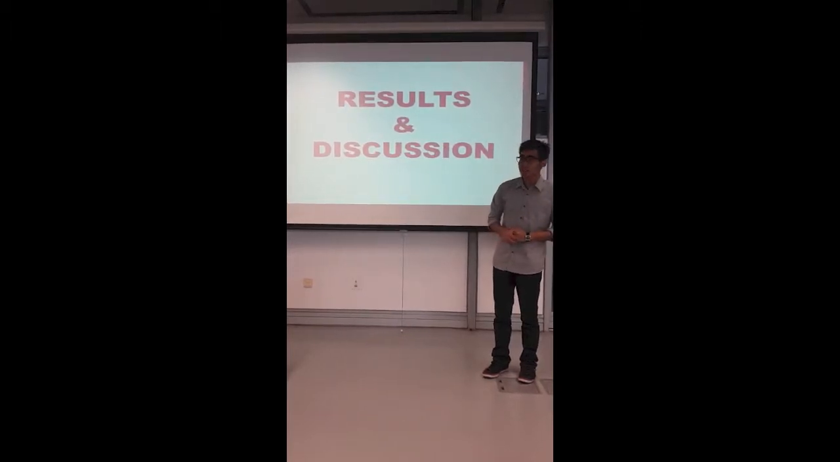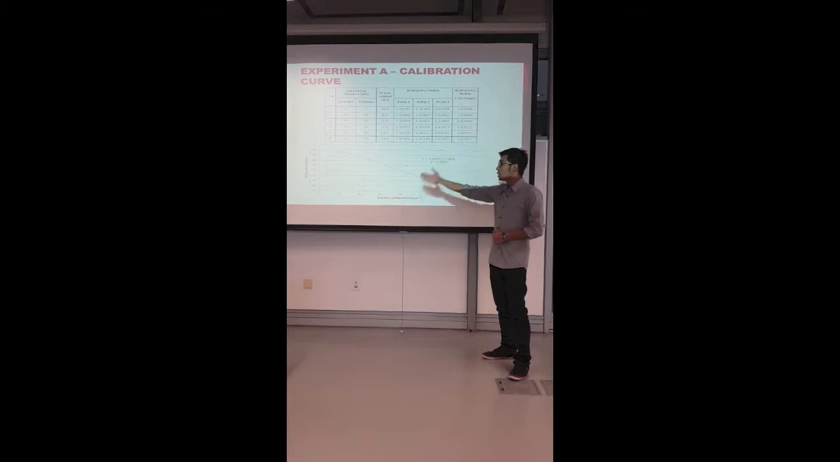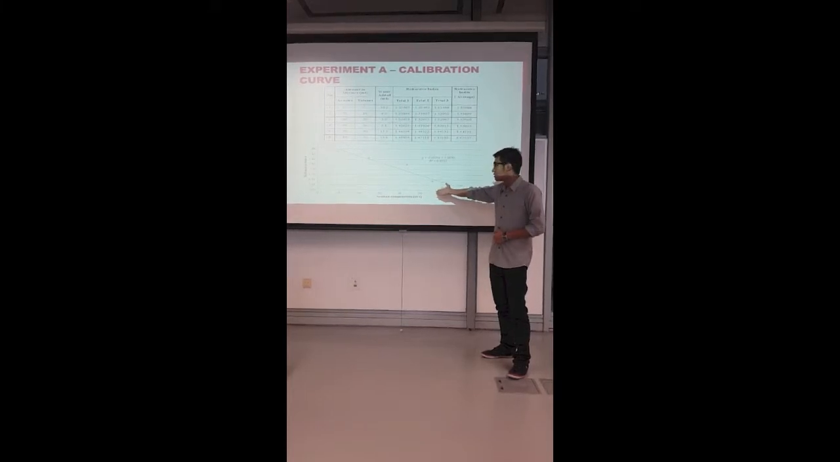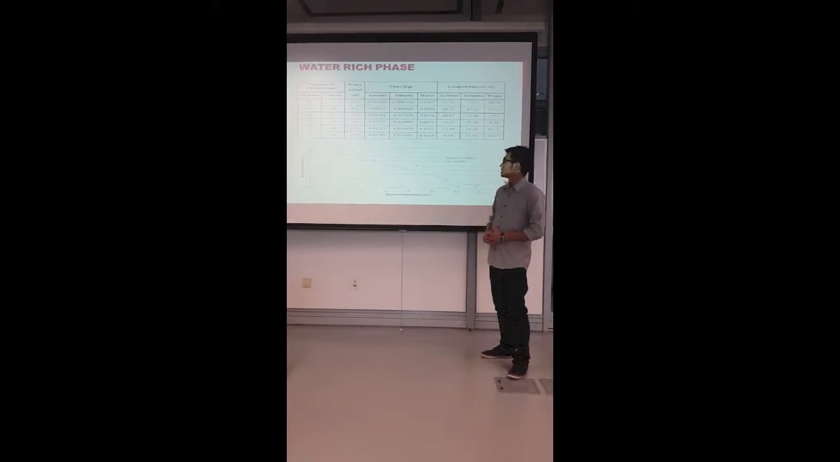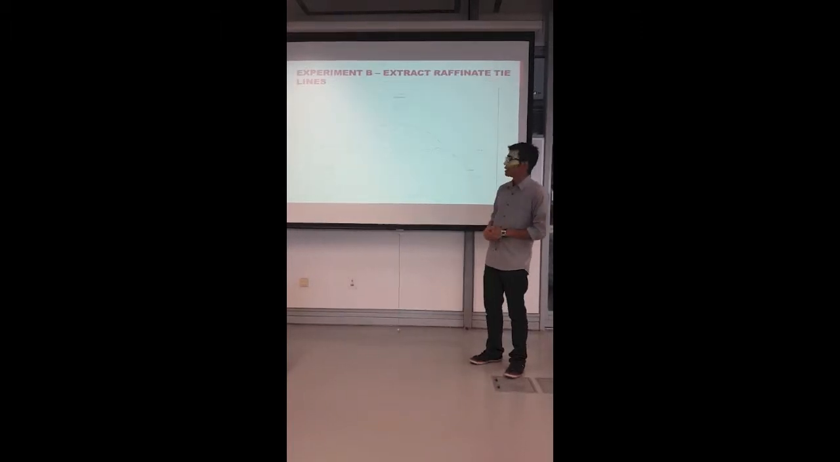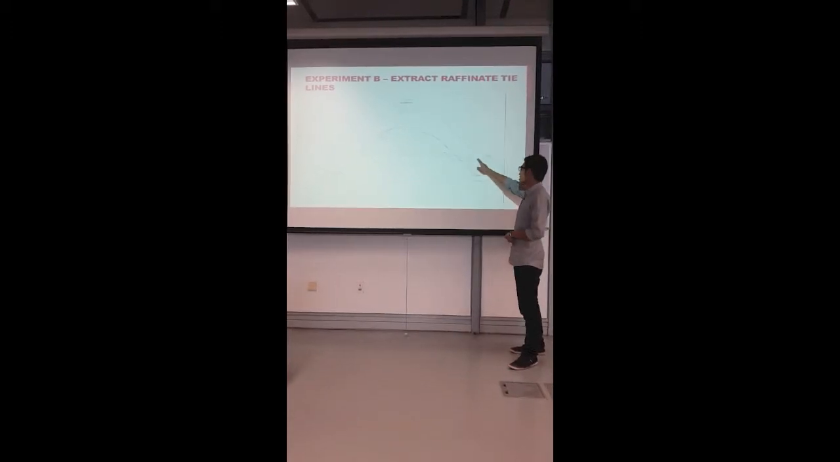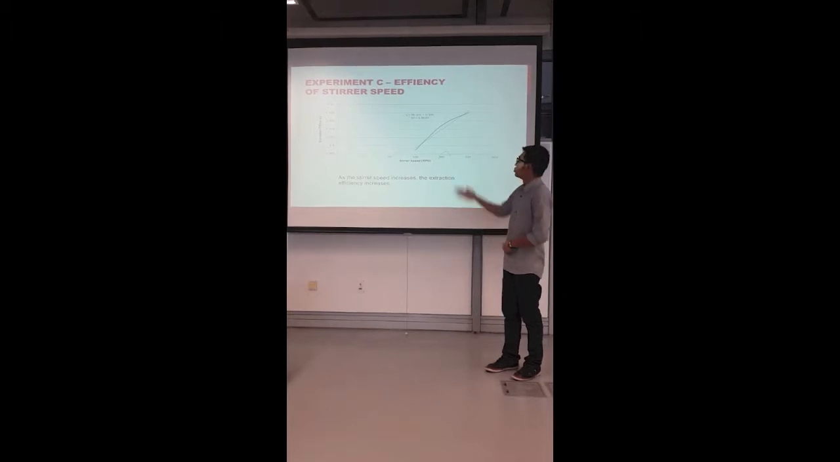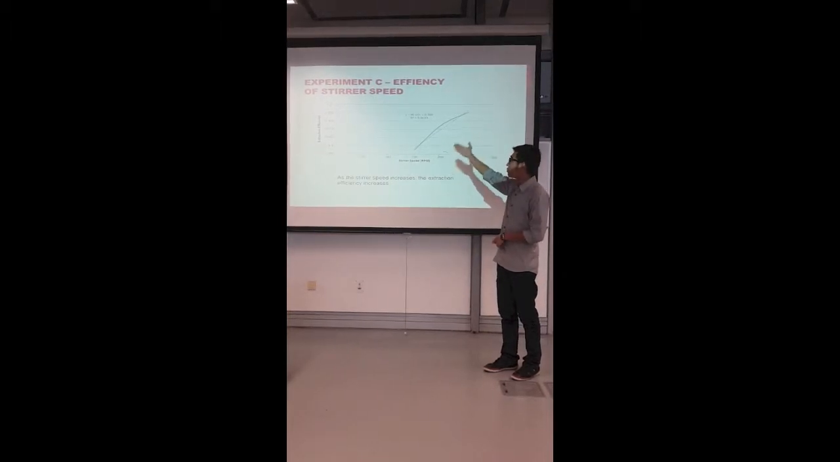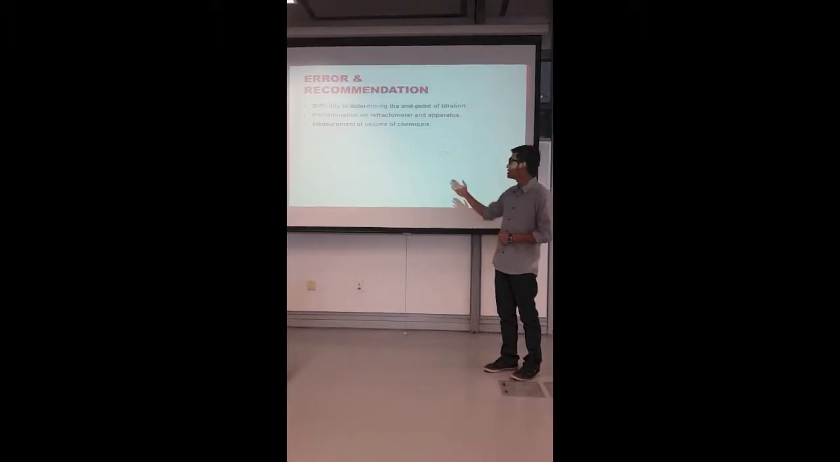First, the result of the discussion. For experiment A, we have the toluene-rich phase diagram here. Then second one, we have the water-rich phase diagram, calibration curve. And then for experiment B, we obtain the point where the tie lines intersect at point R. And then for experiment C, we obtain the graph for efficiency of the stir speed versus the stir speed.